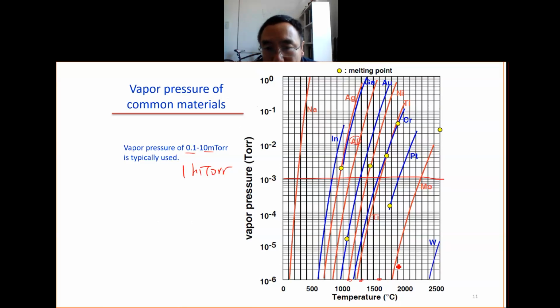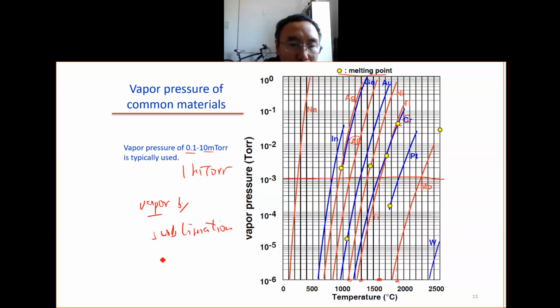Another thing we know is the melting point. For chromium, the melting point is 1800 degrees, and evaporation is done at 1600 degrees. So that means we have the vapor by sublimation, with no melt. So when you do chromium deposition, the chromium will not be melted, because the sublimation gives you enough vapor pressure. We can also do tungsten deposition at over 3000 degrees.